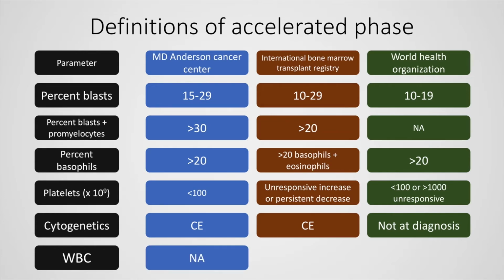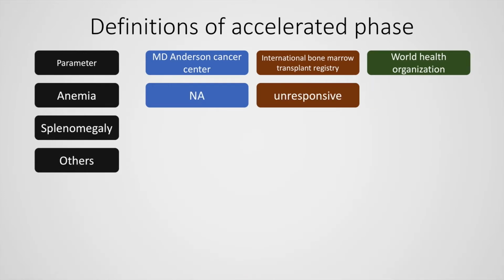A WBC count is not applicable for the diagnosis of accelerated phase, according to the MD Anderson Cancer Center. However, the International Bone Marrow Transplant Registry keeps it as a doubling time of less than 5 days. Unresponsive anemia is part of the International Bone Marrow Transplant Registry criteria, whereas it is not part of the diagnostic criteria for accelerated phase in the other two institutions.